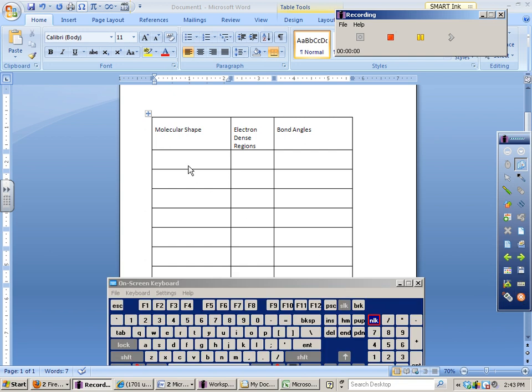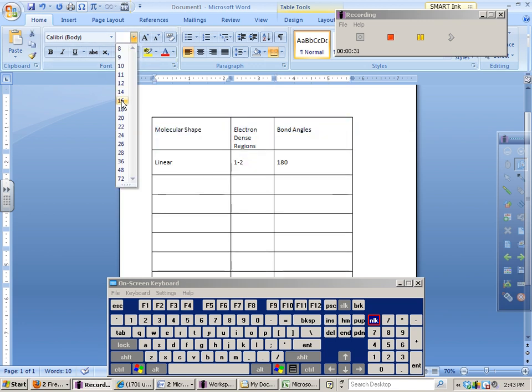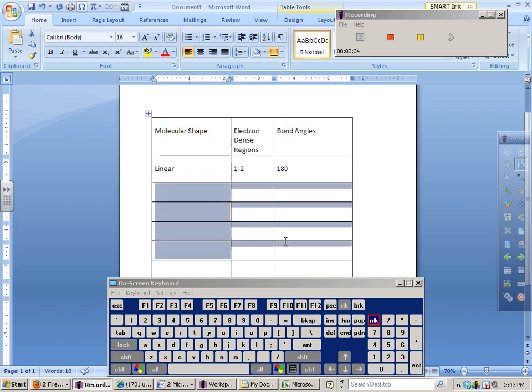Okay, so for number 13, we're looking here for the different shapes. Our first shape is going to be linear. Electron dense regions can be 1 or 2, and the bond angle in here is going to be 180 degrees. We probably need to put our font a little bit larger so you can see everything. So let's make it 16.